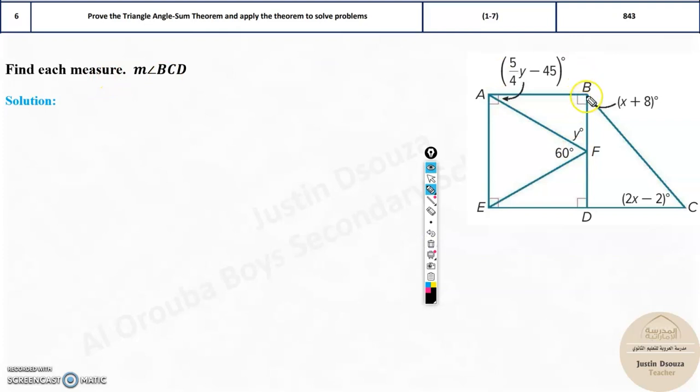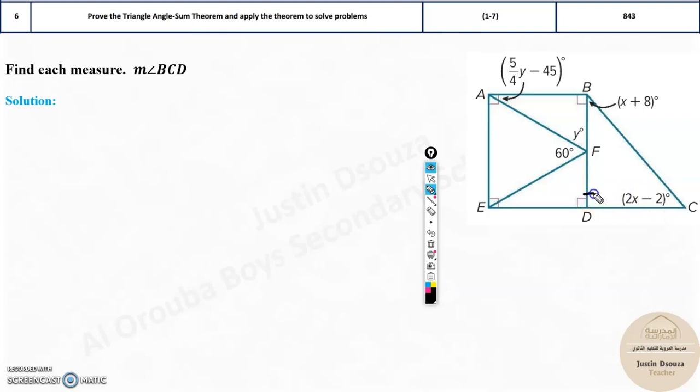But we need to find BCD, that is B, C, and D over here. BCD, this is the angle. How do we do it? All we need to do is find the angle. Okay, now here this is also in terms of x. First, find the x and then substitute and solve. So what I mean is, you need to find the x value first.